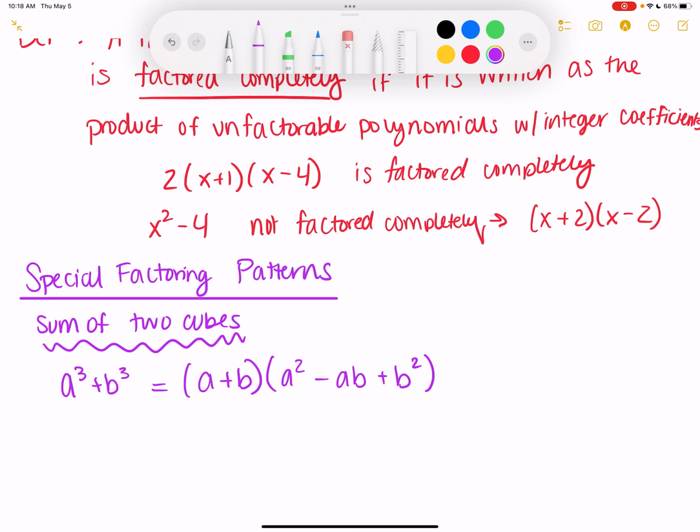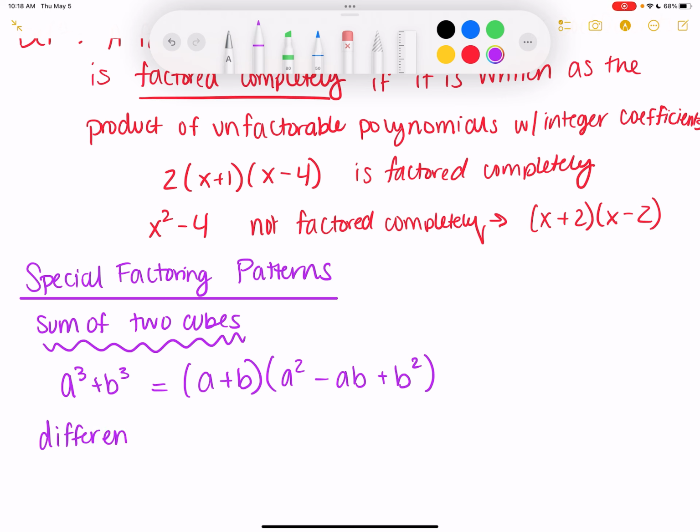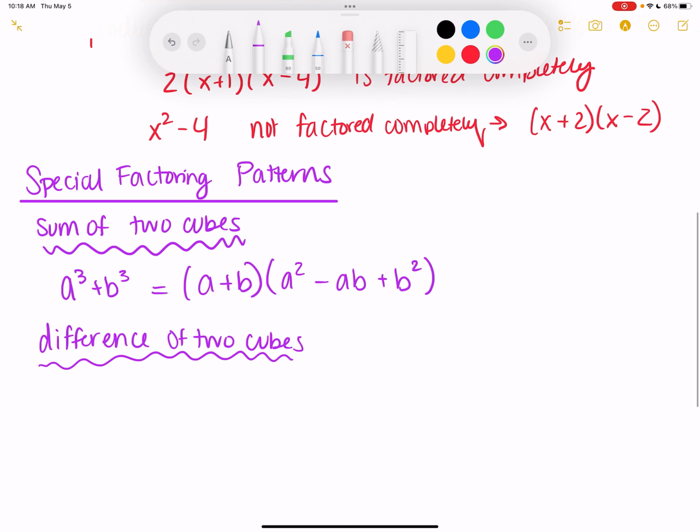Basically you just have to memorize that formula. That's the sum of two cubes. We also have the difference of two cubes. So if I have a cubed minus b cubed, this factors into a minus b times a squared plus ab plus b squared.